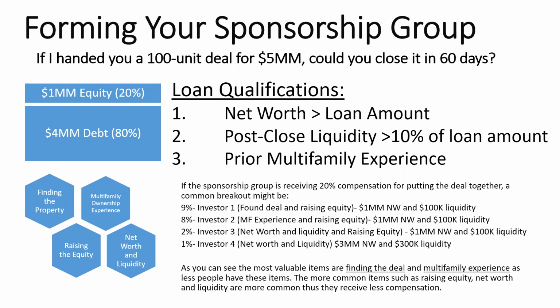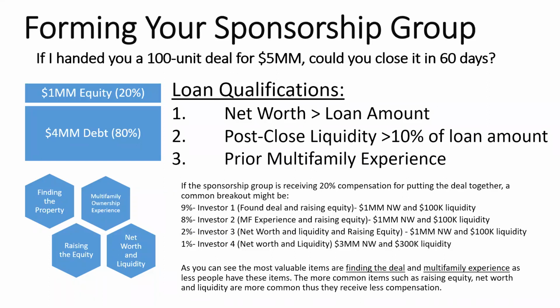And then investor three, he might receive 2%. Let's say he has a good net worth and liquidity, and then he's raising equity. And then the last, investor four, he'll receive 1% because of his net worth and liquidity, sort of taking them over the top, right? So they need that $4 million net worth and 400,000 in liquidity.